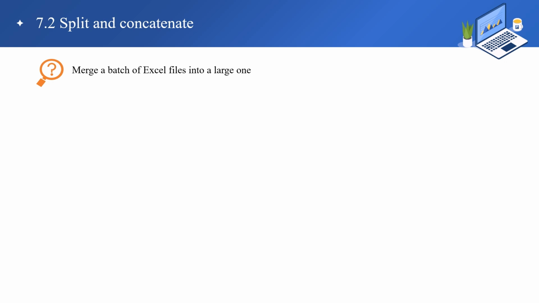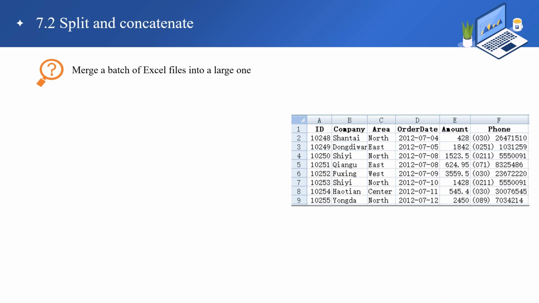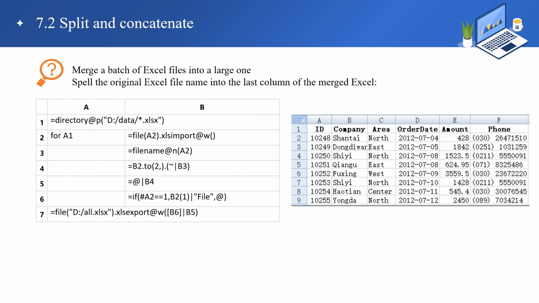Let's assume that the Excel to be merged is row type. The first row is the title, and then each row is data, such as this. This is a very common Excel file format. Add a requirement to spell the original Excel file name into the last column of the merged Excel, so as to distinguish which file the data comes from.